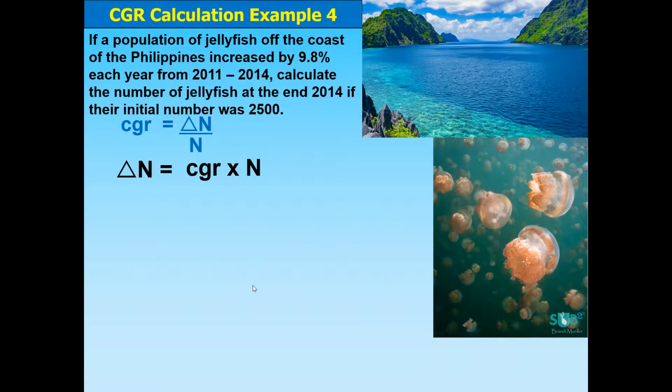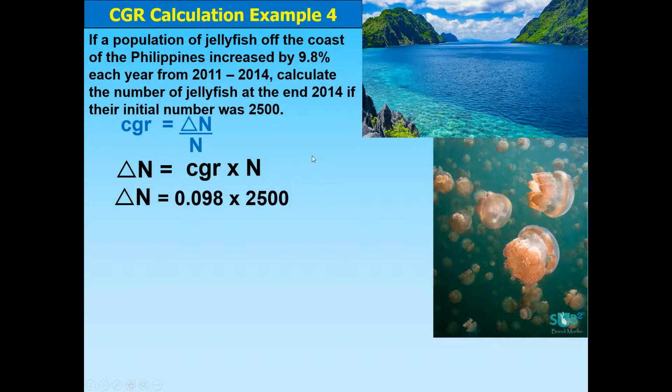One more CGR example. If a population of jellyfish off the coast of the Philippines increased by 9.8% each year from 2011 till 2014, calculate the number of jellyfish at the end of 2014 if their initial number was 2,500. So this time we will start with the formula, but we need to rearrange it because we were given CGR and the initial number. This time we're looking for the change in number. So the change in number is CGR times the initial number.